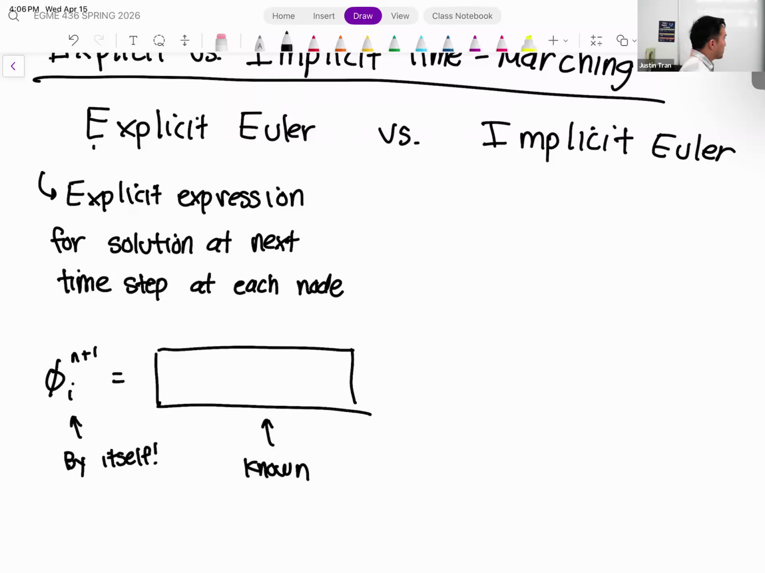Because we have these explicit expressions under explicit Euler, generally when you run an explicit time marching scheme, your scheme is going to run faster. There are fewer computations involved in doing an explicit scheme.